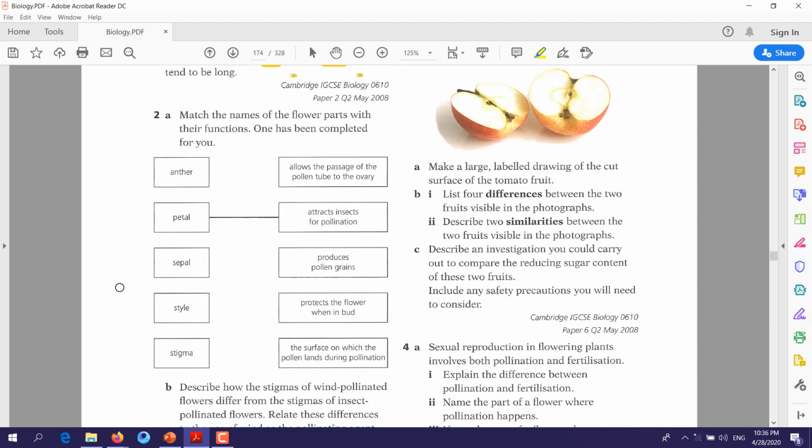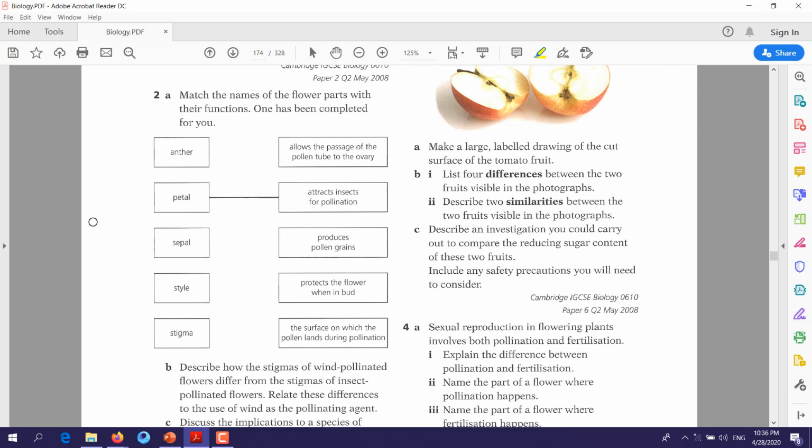Question number 2a. It says match the names of the flower parts with their functions. One has been completed for you. As you can see here, this is done for us. Petal, the function of it is to attract insects for pollination. Let's start with the anther. The function of the anther is to produce pollen grains.